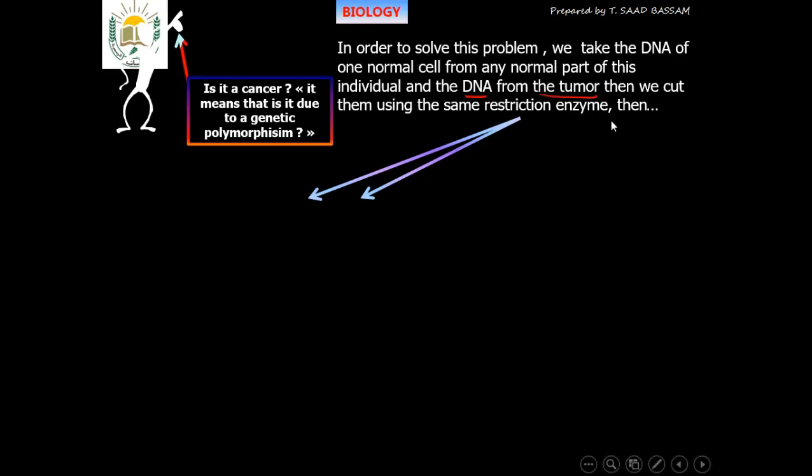Now the problem becomes to know the number and the size of the fragments obtained with each DNA. If we obtain the same number of fragments and the same size of the fragments, no difference, we say that the two DNA are identical. If not, then there is genetic polymorphism. So how can we know the number and the size of the fragments?